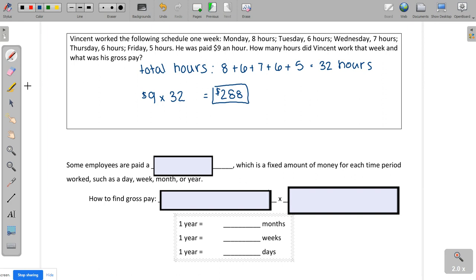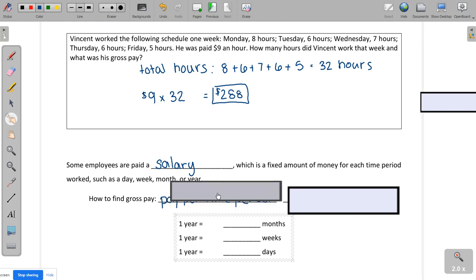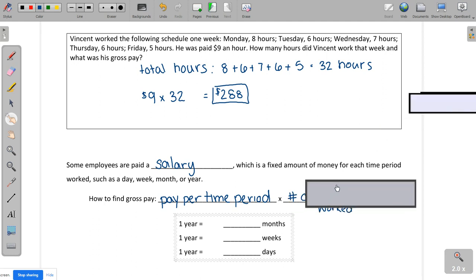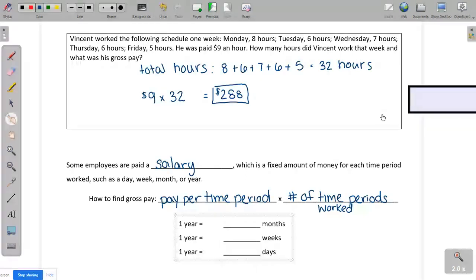Okay, let's look at a different type of gross pay. Some employees are paid a salary, which is a fixed amount of money each time period that they've worked, such as days, weeks, months, or years, just however their salary is calculated. To find the gross pay, you're going to take the pay per time period and multiply it by the number of time periods that they worked.